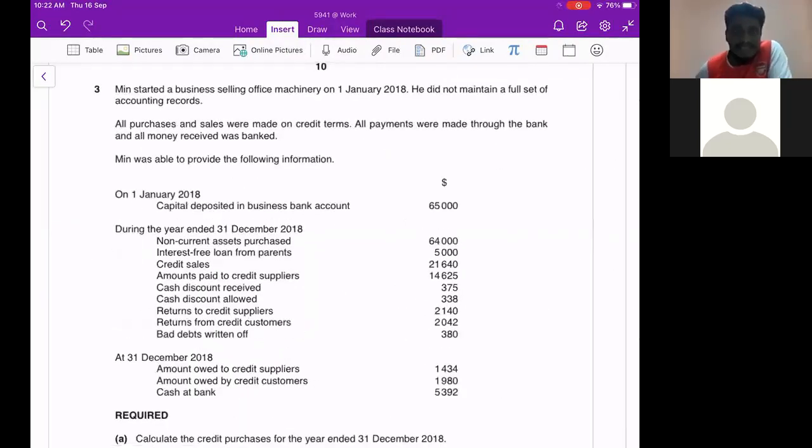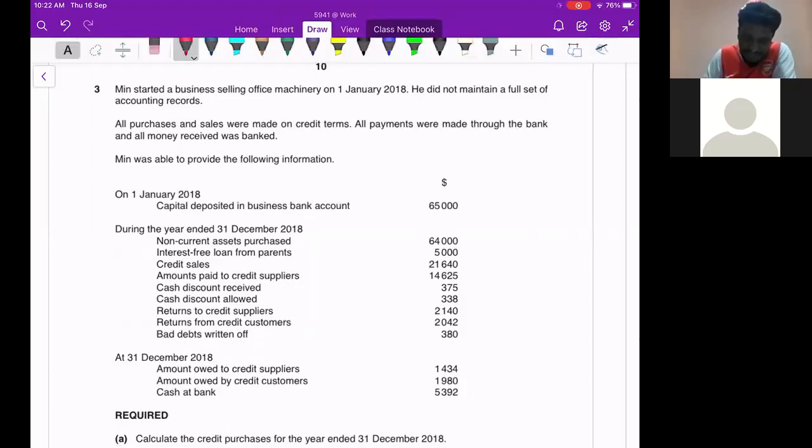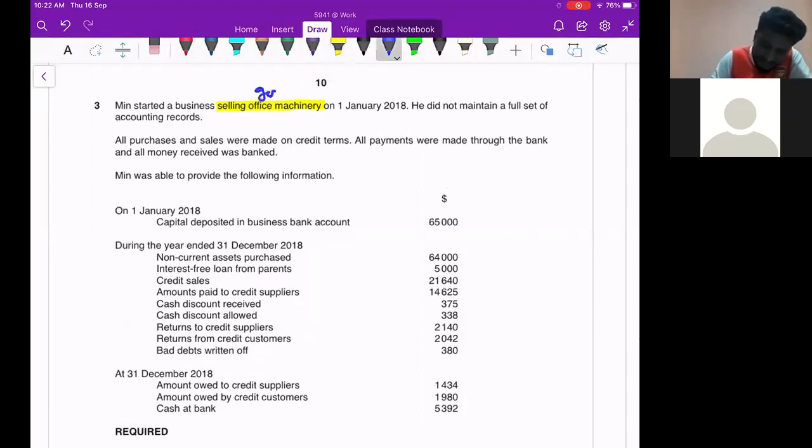Question number 3. Min started a business selling machinery. Remember this, there's a trap there. Selling office machinery, so machinery is my goods, because I'm selling the machinery. He did not maintain a full set accounting record, so I know this is an incomplete record. All purchases and sales were credit terms. All payments were made through the bank, and all money received was banked in. So there's no cash. Everything in bank.